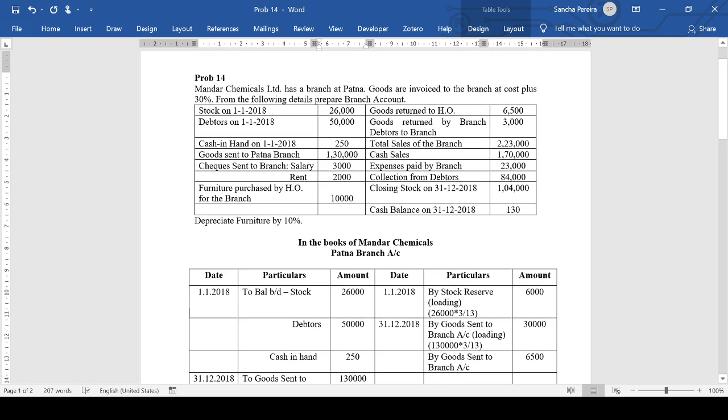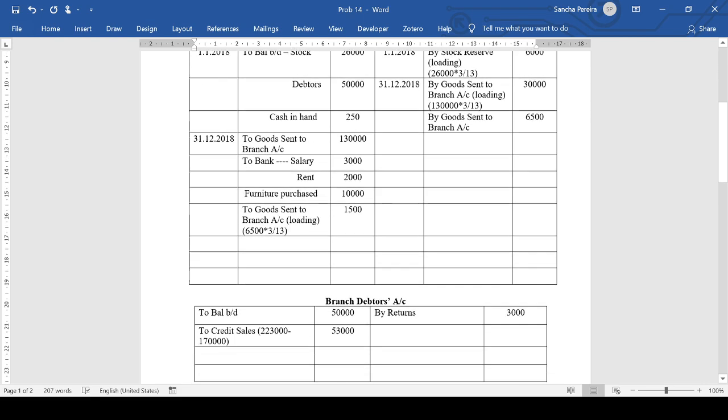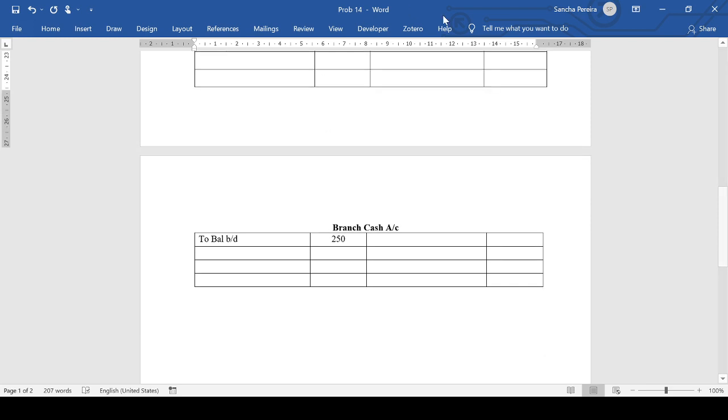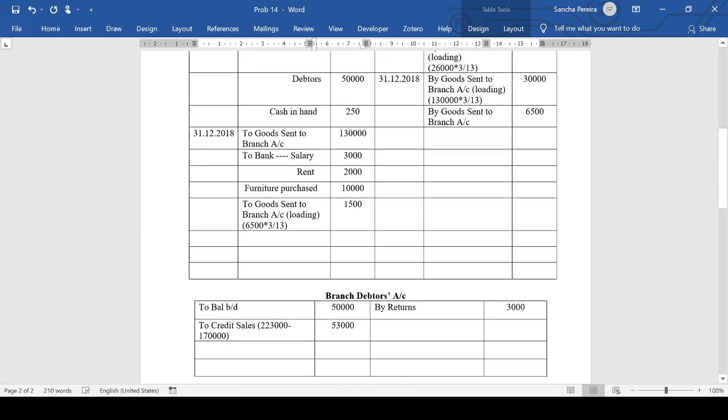Then we have cash sales. Now, since they have not said that whatever the branch receives is sent to the head office immediately, I will not show this right now in the branch account. Which account can I show it in? I can easily show it in the cash account because there's an inflow of cash. So to cash sales in the cash account, 1,70,000. To sales, I don't need to mention it's cash sales, because the fact that it's in the cash account, it is understood it's cash sales.